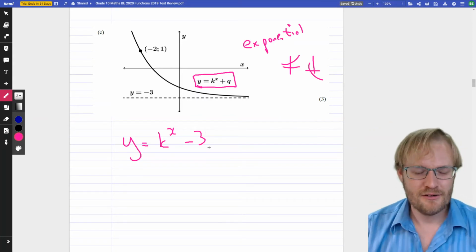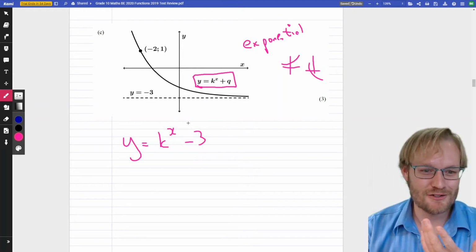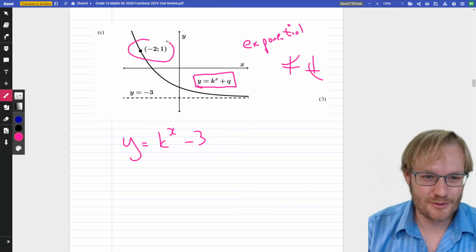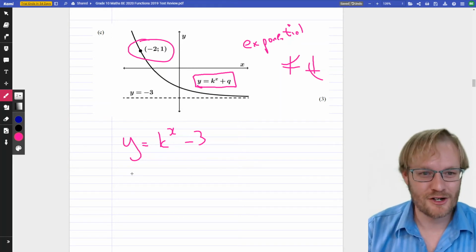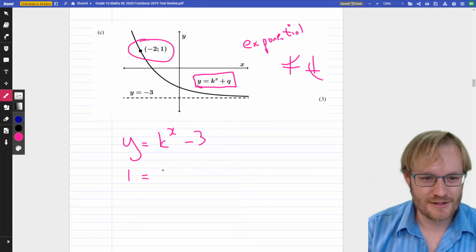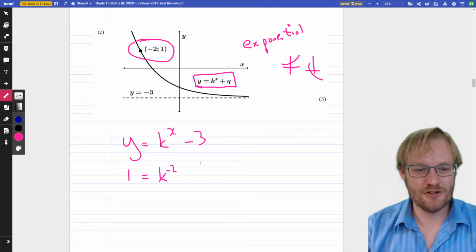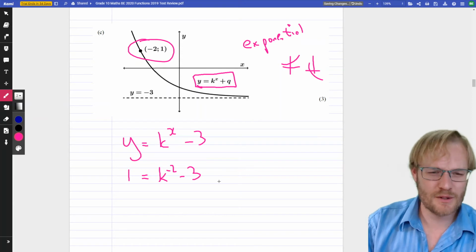Okay, what do you think we're going to do? I mean, if you've watched A and B, or you know how to do these, you're going to go, well, there's a point here. Why don't we just substitute it in? It seems to work so well. You know what? I'm with you. Y value 1 equals k to the power of -2, minus 3. Cool. Looks like we're going to have a bit more work to do.